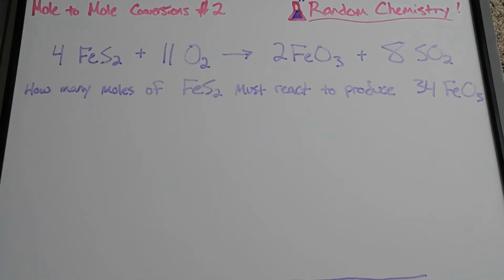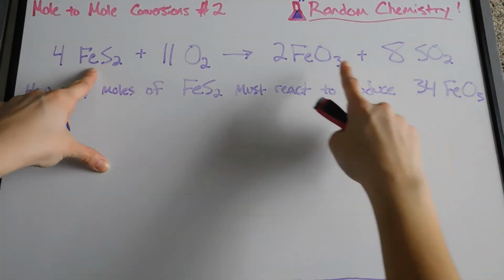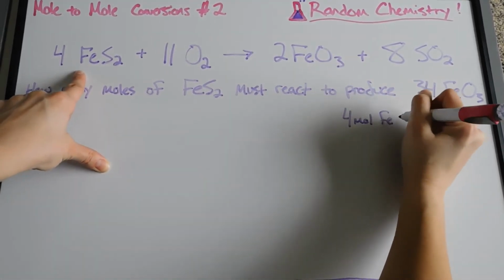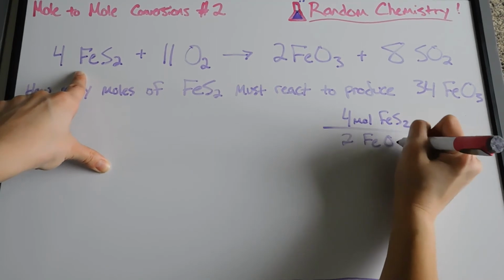Alright, here's our next chemical equation. 4 FeS2 react with 11 O2 to produce 2 Fe2O3 and 8 SO2. The question is, how many moles of FeS2 must react to produce 34 moles of Fe2O3? So let's get our molar ratio. FeS2 and Fe2O3. So FeS2 to Fe2O3 is a 4 to 2. So 4 moles of FeS2 for every 2 Fe2O3.